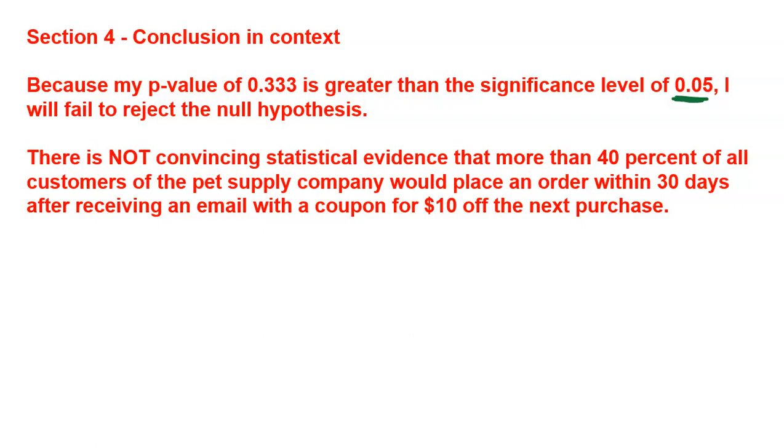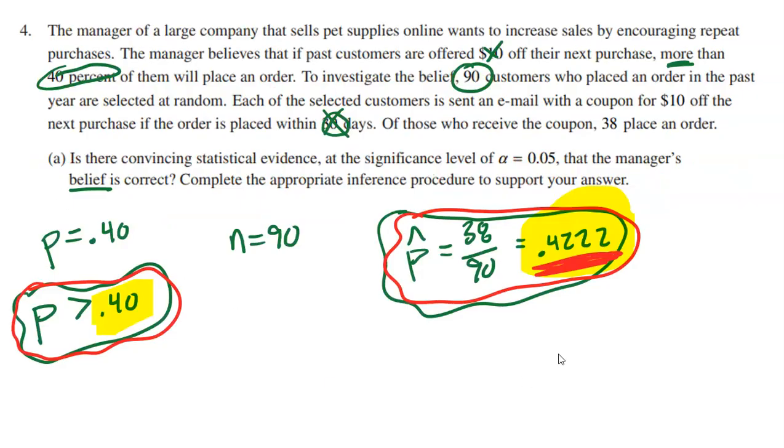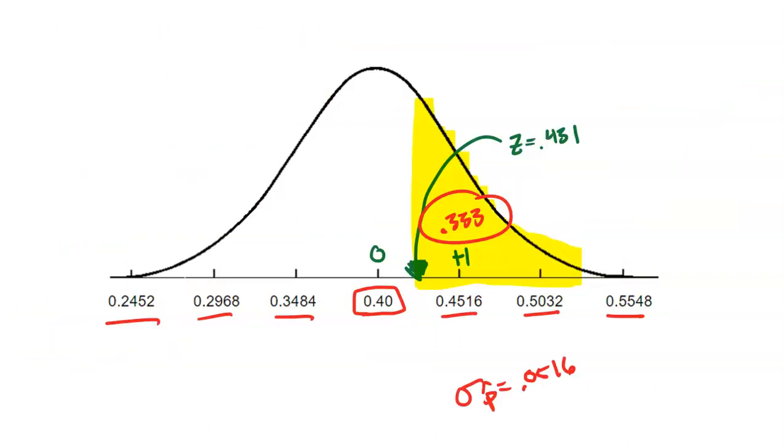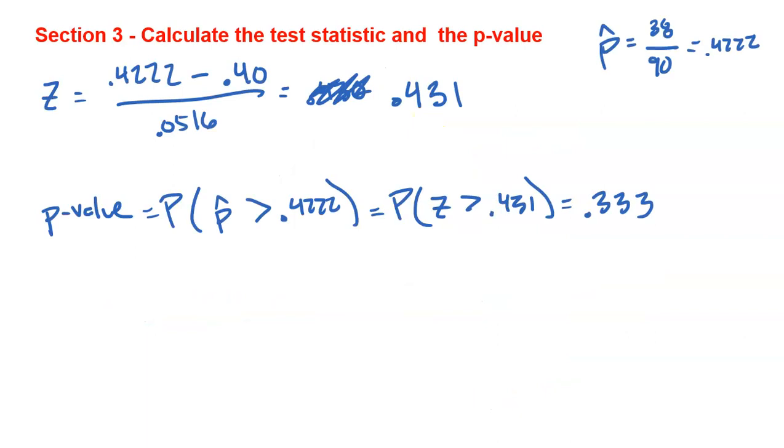If you go all the way back to the beginning, I talked about the fact that the big question here was, is 42% just a little bit higher due to just variability, or is it a lot higher due to the fact that these coupons are working and more than 40% of people are buying second items? Well, I just found out that 42% is just a little bit higher. My normal model shows me it's a little bit higher. My z-score shows me it's just a little bit higher, and my p-value shows me that if 40% is the true proportion, then seeing 42% or higher is actually quite likely. My sample is not weird.